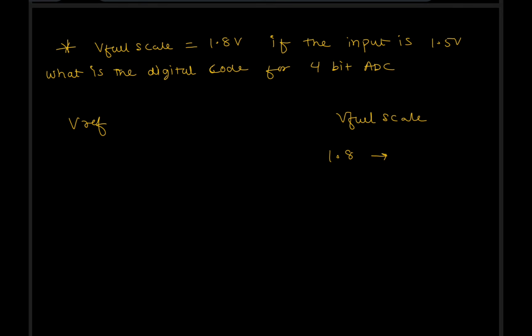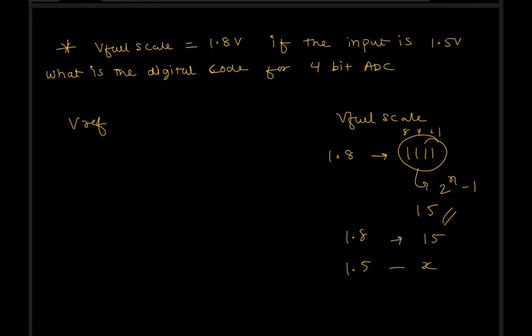So what is the digital value of a 4-bit ADC? It has 1 1 1 1. To generalize this, we can write 2 raised to power n minus 1. 2 raised to this is 1, 2, 4, 8, so this is 15. So if 1.8 gives 15 in digital, what will 1.5 give? By this simple multiplication you can calculate: 1.5 into 15 by 1.8.